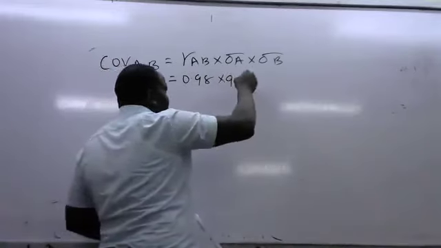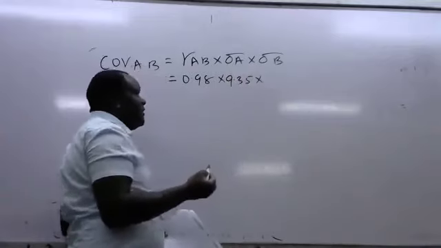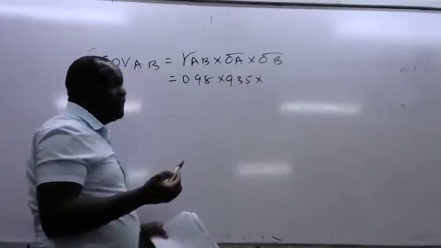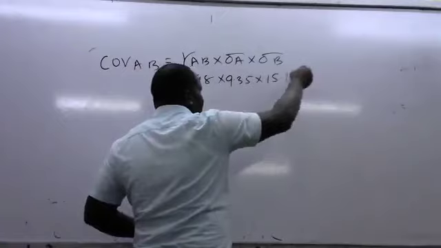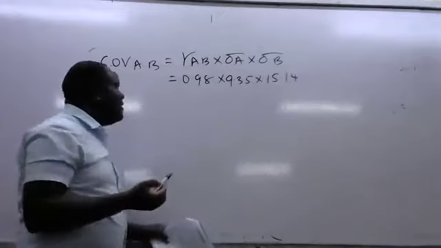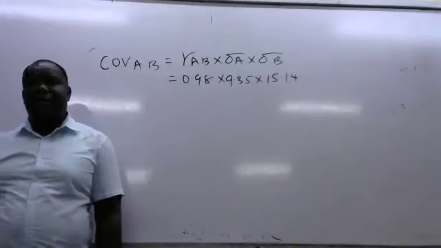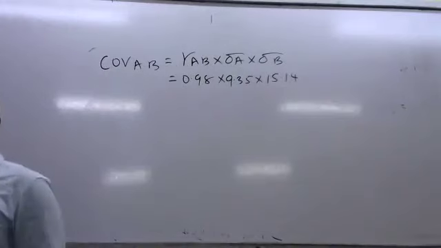What are you getting as the standard deviation for A? 9.35. Then what are you getting as the standard deviation for B? 15.1. So that will give you the covariance between A and B. The standard deviation for A was 9.35, for B it was 15.1. So you multiply.